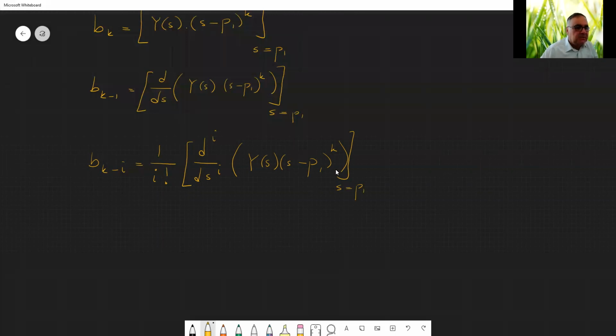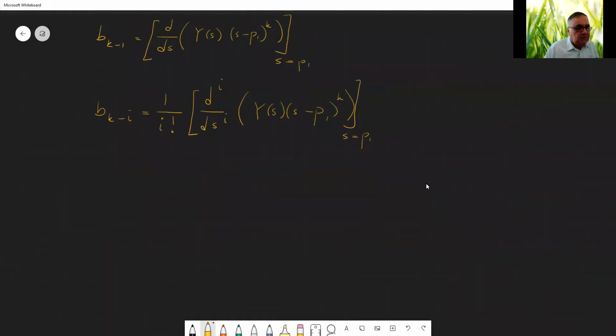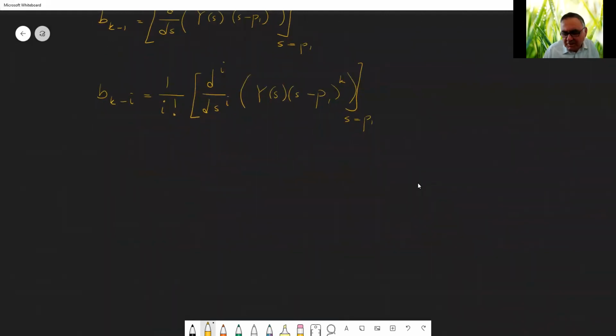Okay. So you take the ith derivative in order to find the expressions for b of ki. It looks very complicated, but usually it is quite simple. Let me give you an example here. Usually it gets simplified.